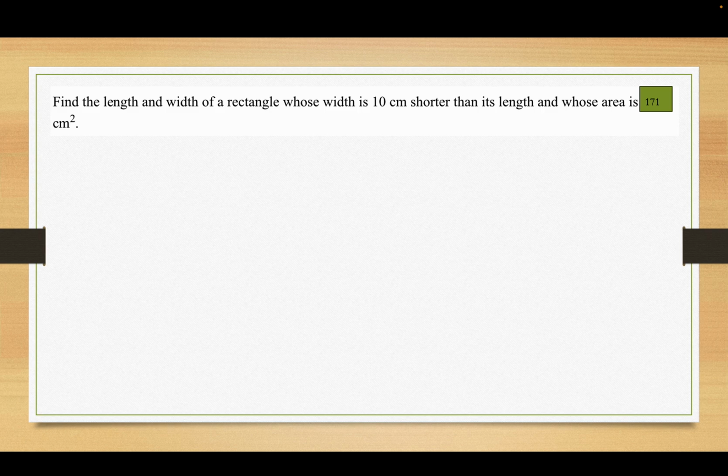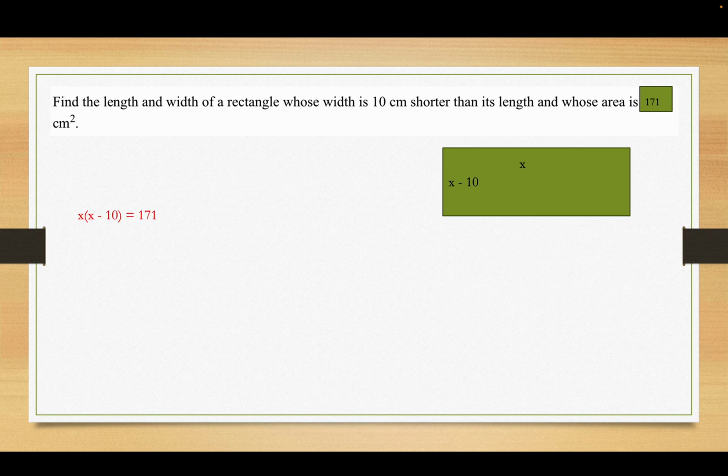One last quadratic equation word problem for the day. Give it a shot. Okay, so we've got a rectangle. The width is 10 less than the length. So length times width, x times x minus 10, has to equal 171 in this problem. x squared minus 10x equals 171.